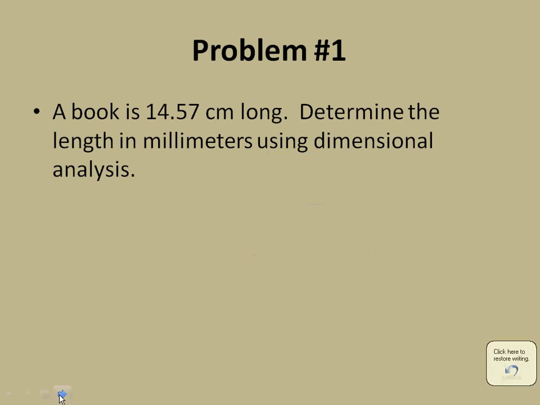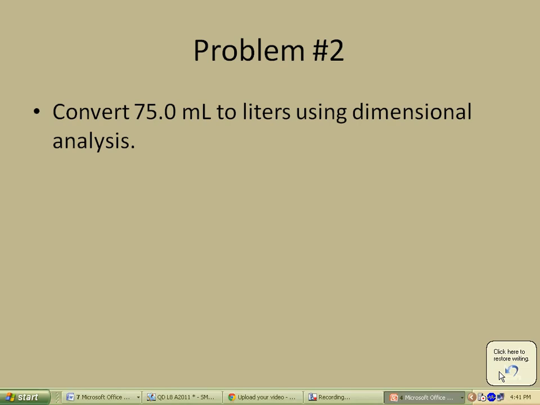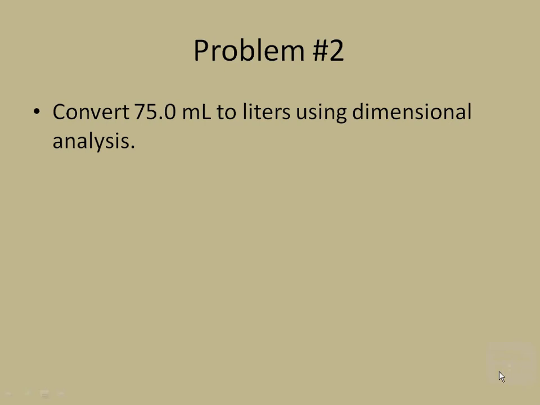Problem 2. Convert 75 mils to liters using dimensional analysis. There are 1,000 milliliters in 1 liter. So start with 75.0 milliliters. Using dimensional analysis, I want my milliliters to cancel, my liters to be the units I have. We have 1 liter has 1,000 milliliters. Cancel your units.